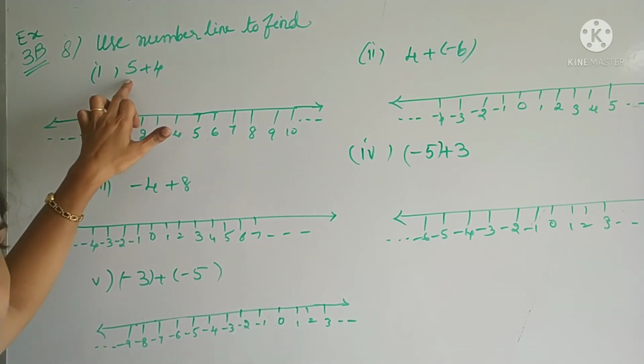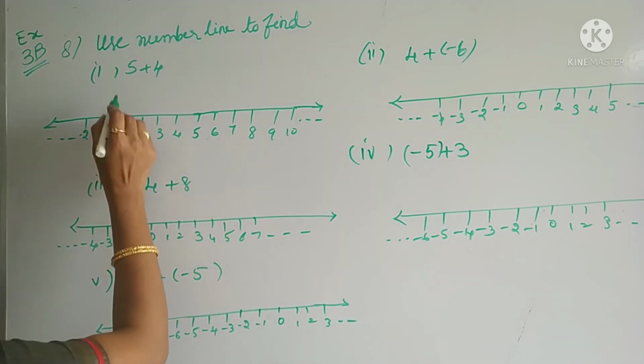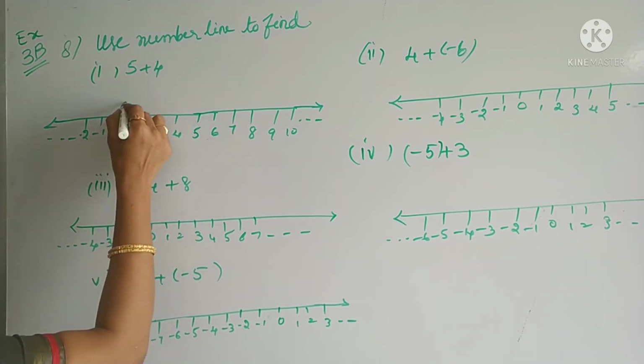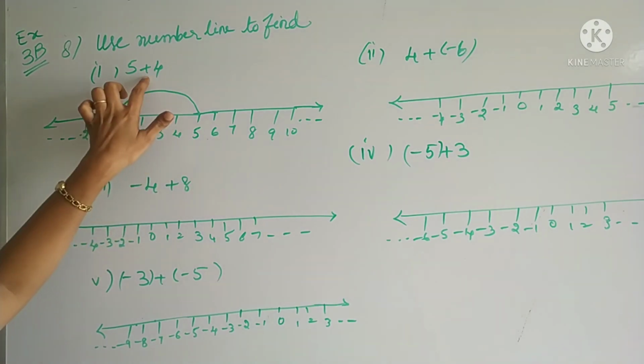From 0, always you have to start from 0. From 0 you have to move to the first number, that is 5 here. Where is 5? Here. So from 0 move to 5. Okay. Now I have come to 5. Now after that, how much do I have to add here?